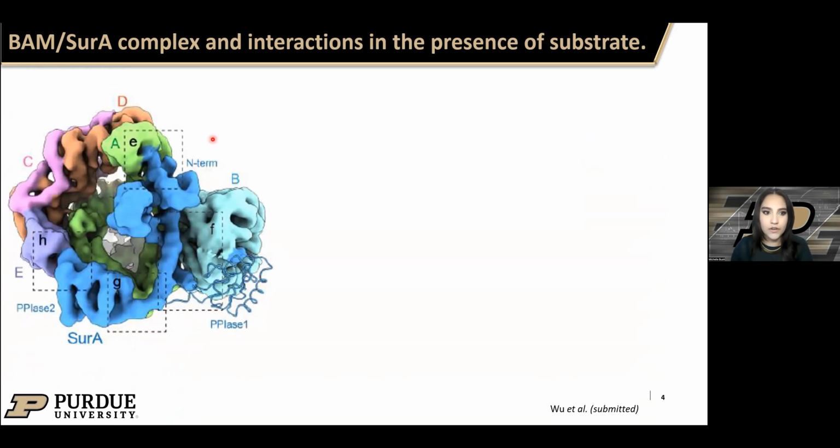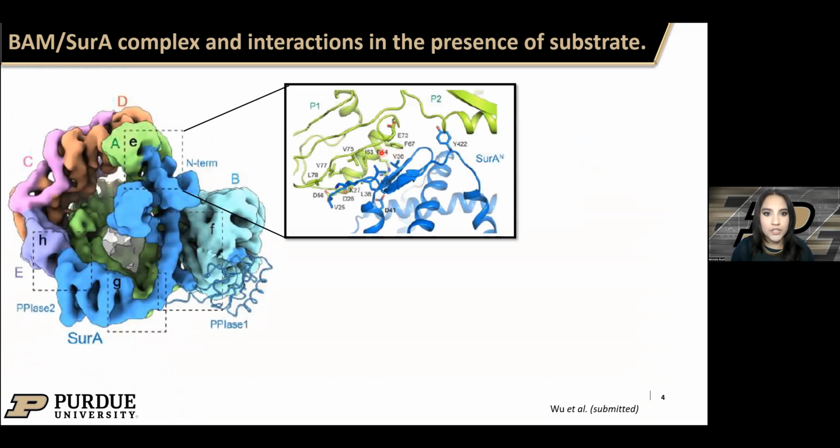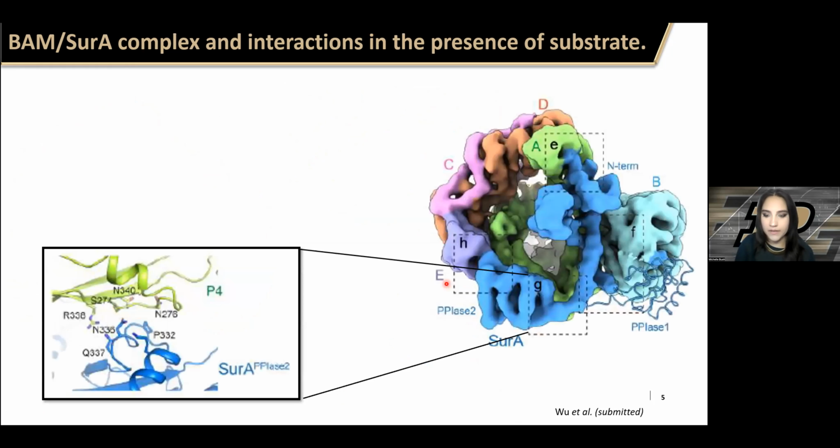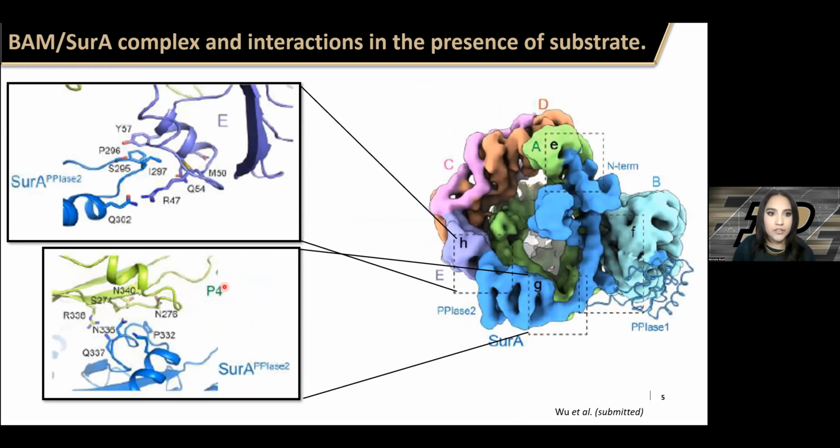We can see here, SurA in blue interacts with BamA in green. It also interacts with BamB in cyan. Once again, here in the bottom, it interacts with BamA. And finally, there are interactions between SurA and also BamE.